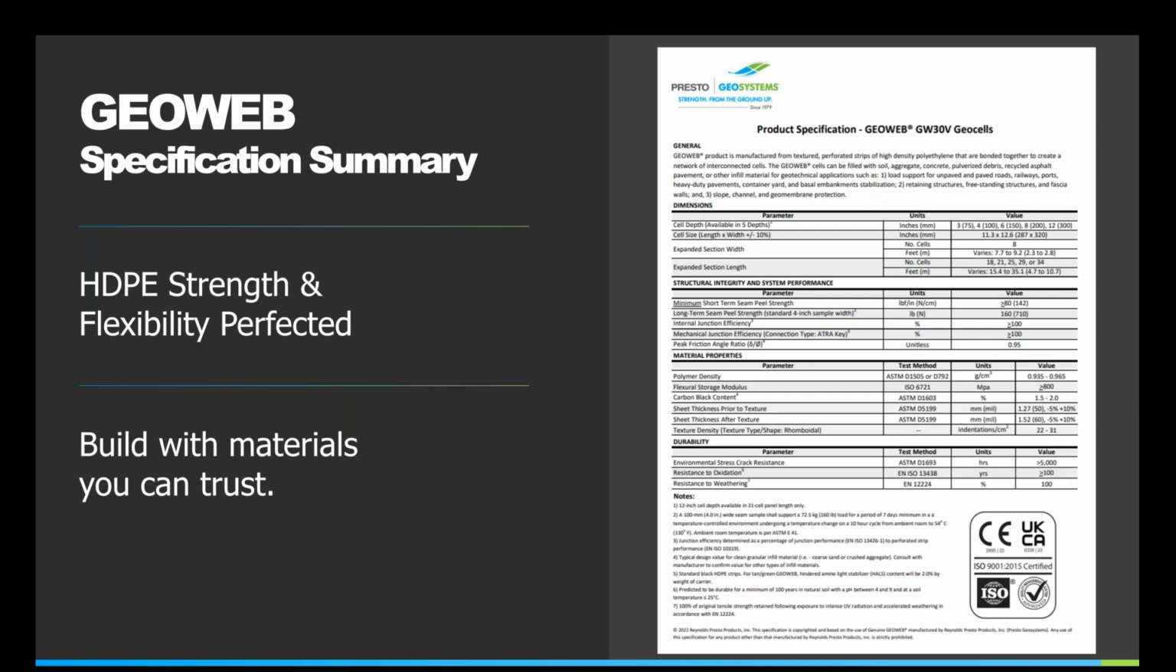The GeoWeb system is manufactured from a proprietary blend of a high-quality virgin high-density polyethylene, and it has proven its durability for more than 40 years. This is a well-proven system that does not have any polymers, exotic alloys, doesn't use recycled materials, calcium carbonate, anything like that. It is just that HDPE.